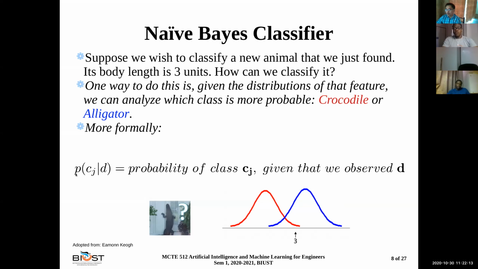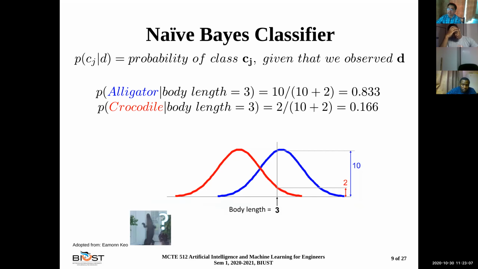Okay, so given more formally, we're given the probability of a class CJ, given that we observe something about D. D in this case is the length. It is the observed feature or the observed instance. We observe that the length is 3 units, and we don't know the classification. There are two types of classification, whether crocodile or alligator. So what is the probability that that animal is a crocodile given 3 units of length, or the probability that that animal is an alligator given that the body length is 3 units? That's the problem that we are trying to solve.